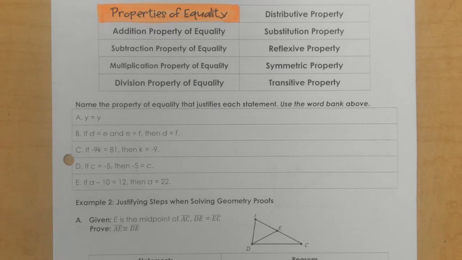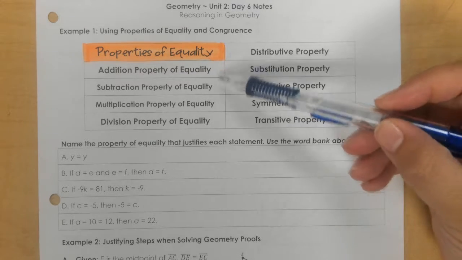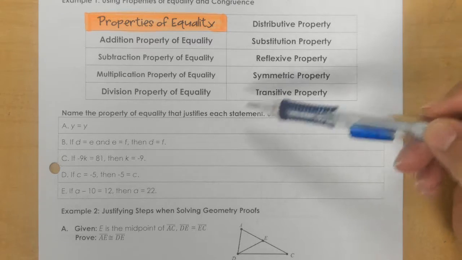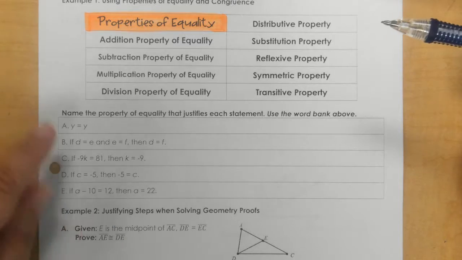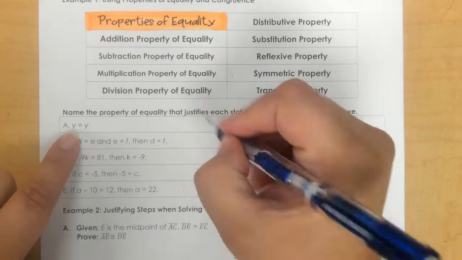For the Unit 2 Day 6 notes, we're going to review the properties of equality. So I went ahead and just listed them up here at the top as a word bank. And then you have to use these words to determine A through E what property they are. So for A, y equals y. That should just be reflexive.